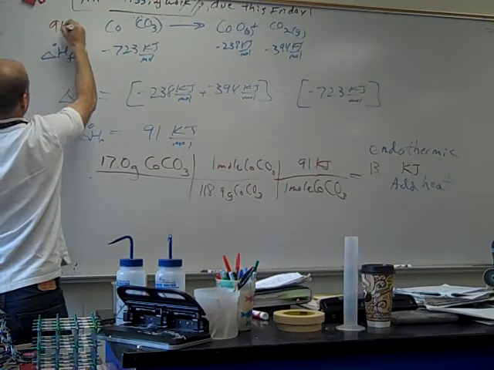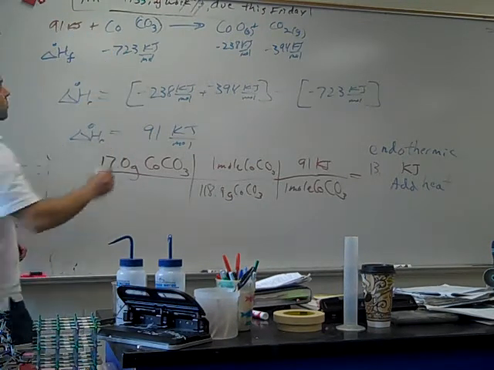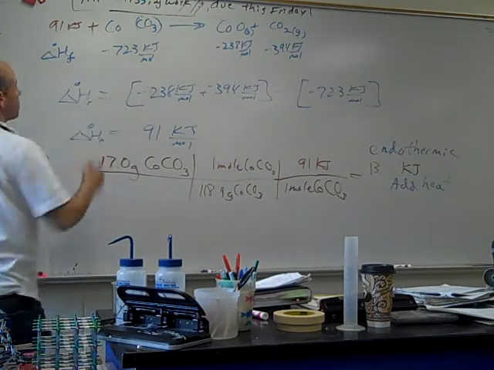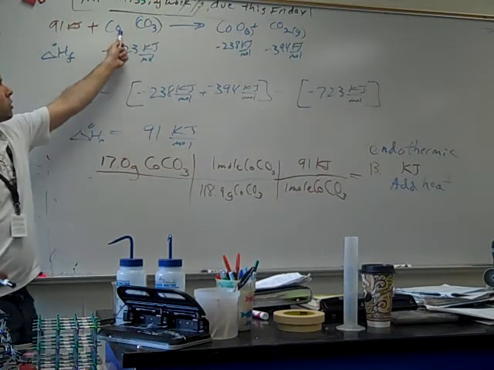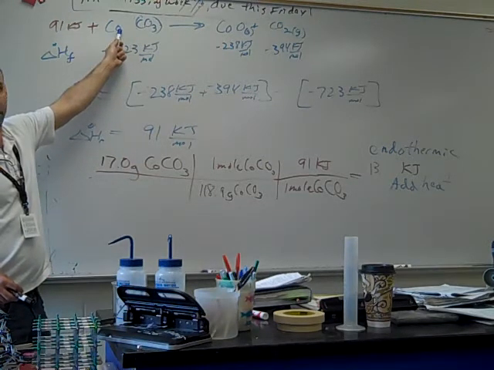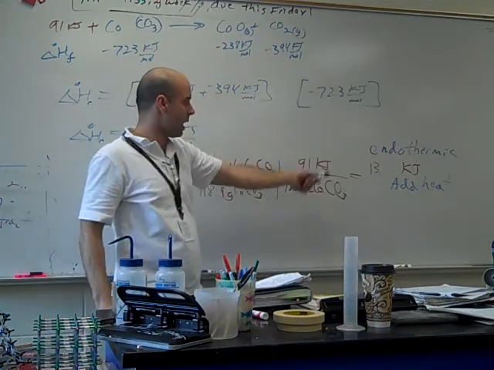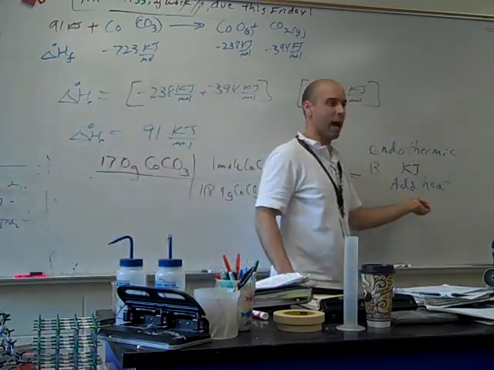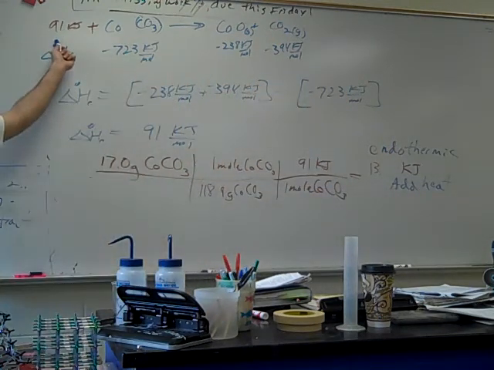right here, as part of the reaction. I'm going to add 91 kilojoules of energy to cobalt carbonate, and this is what I will get. Okay? If it's an endothermic reaction, you are adding heat. So you would put it on the left side, because you have to add it.